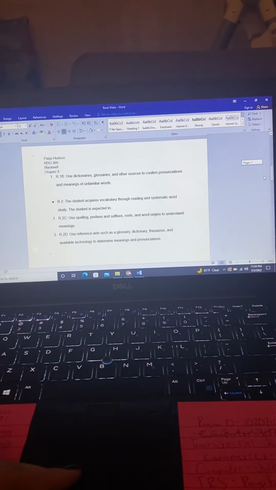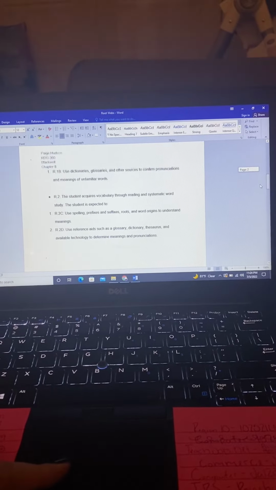The accommodations would be working with partners, using dictionaries, and also allowing them to come up with root words that are not on their list. This covers a couple different TEKS as well. So instead of just one, it covers a couple: the dictionary use and prefixes, suffixes, root words.